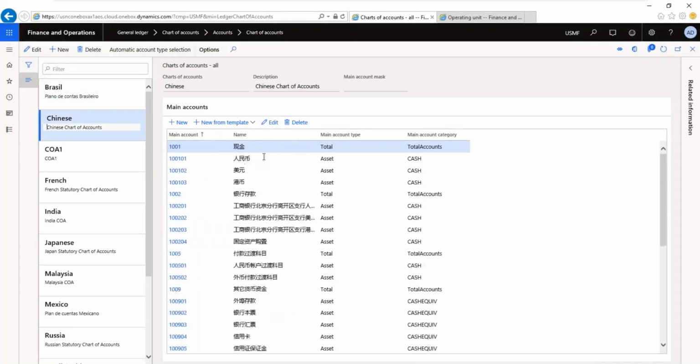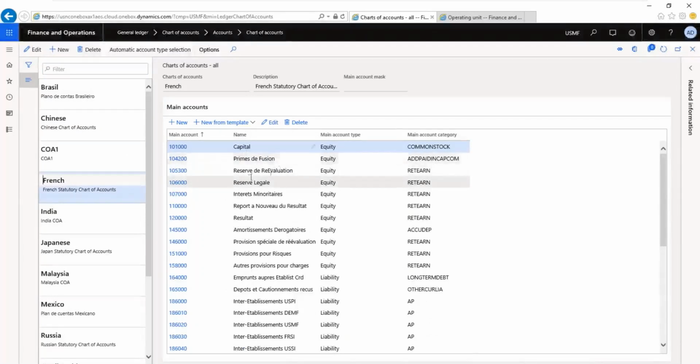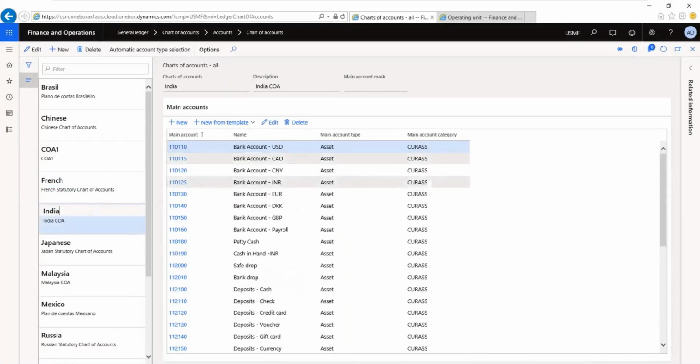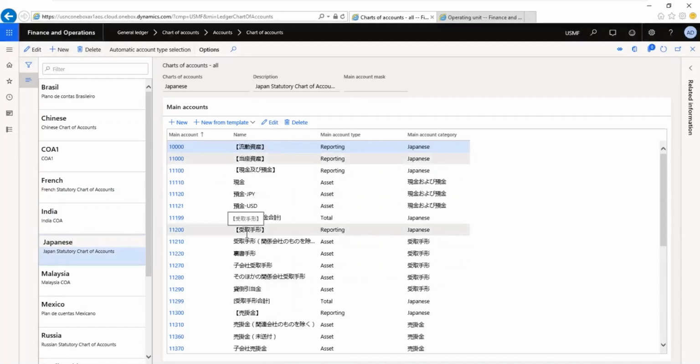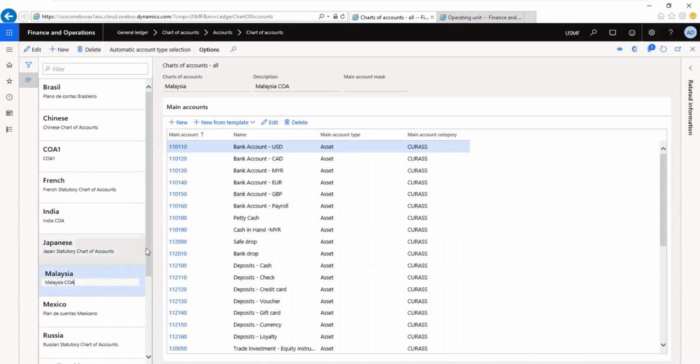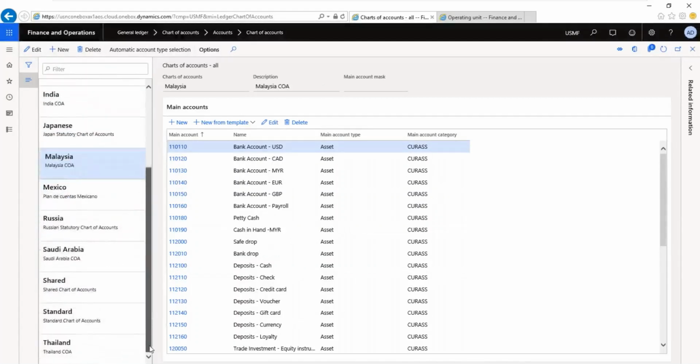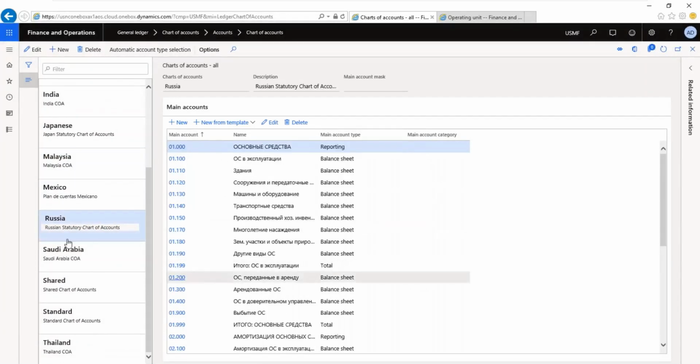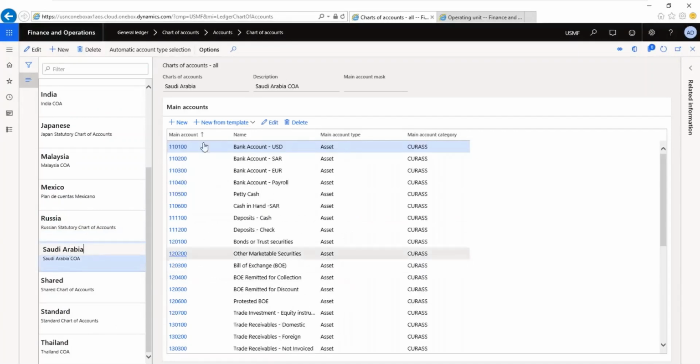Chinese companies are following it like this. French companies are following it differently. It looks like English, but the language is different. India has a different chart of accounts. Japan has a different chart of accounts. Each and every country will define a different chart of accounts. Russia has a different chart of accounts. Saudi Arabia has a different chart of accounts.